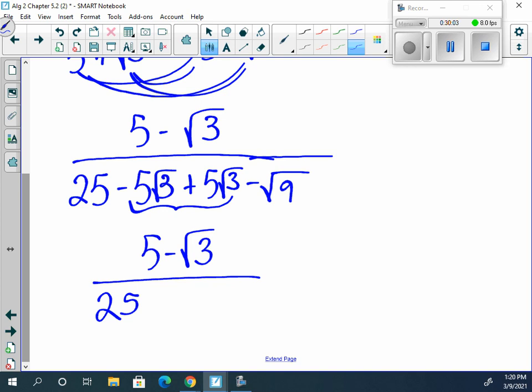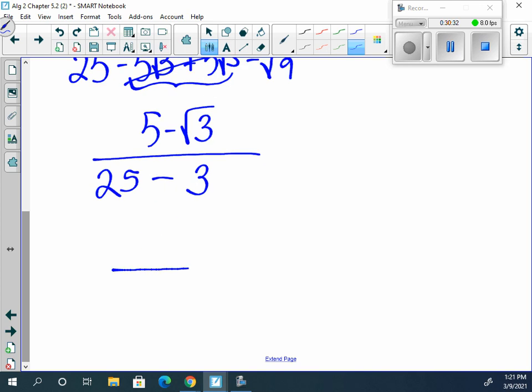So what happens to these middle two? They become 0. Negative 5 plus 5 is 0, yes? They're gone. Minus. What's the square root of 9? So multiplying by its conjugate got rid of every square root. This is what we did with i. A plus bi times a minus bi got rid of all the i terms. We're almost done.